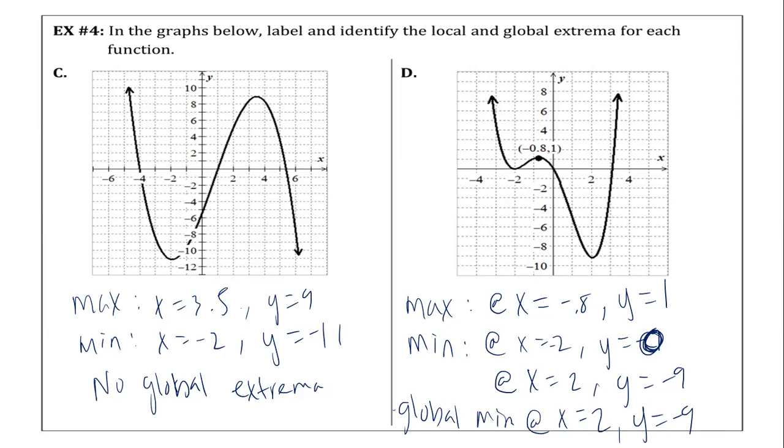Because it goes on forever. So this one doesn't have one because it goes on forever to positive infinity on the y and forever to negative infinity on the y. Do we see that?